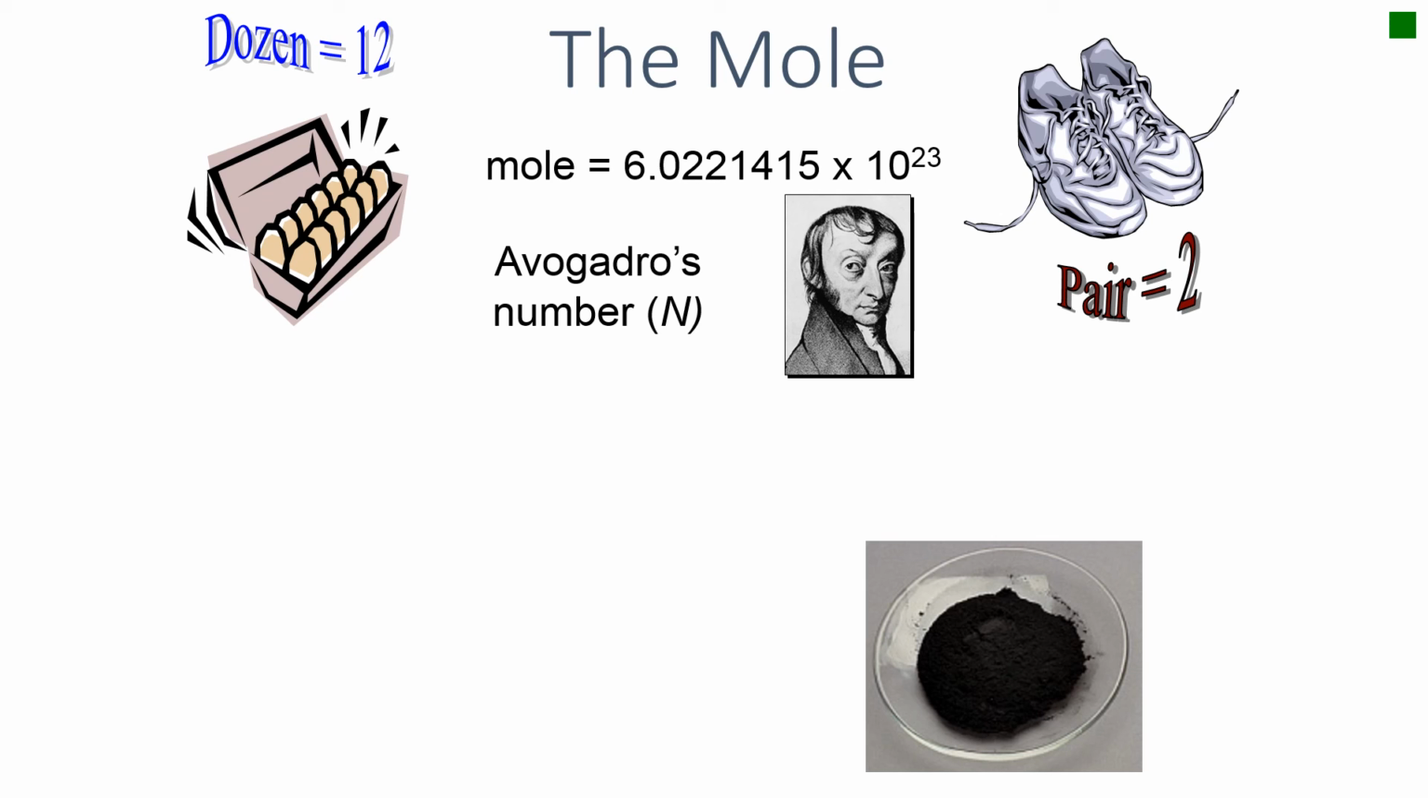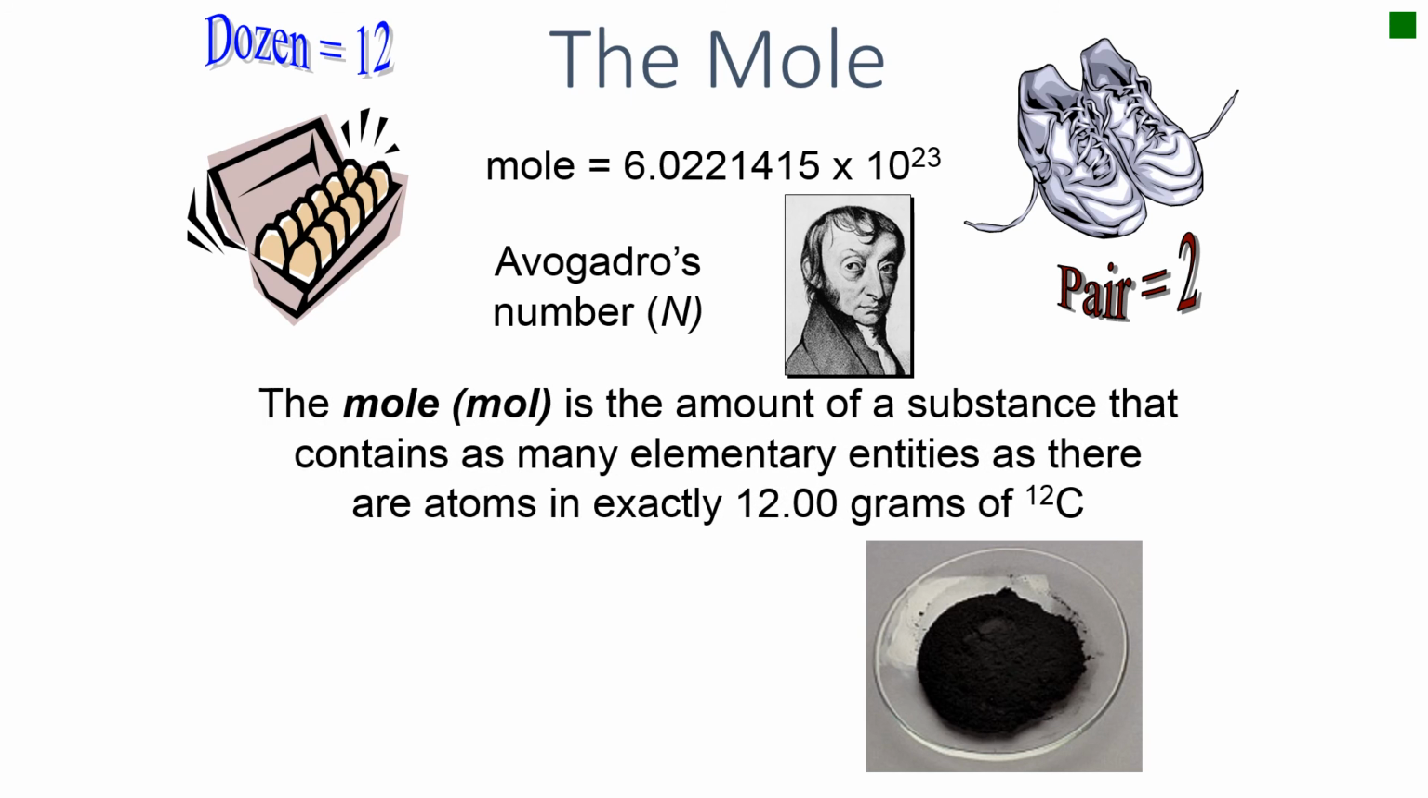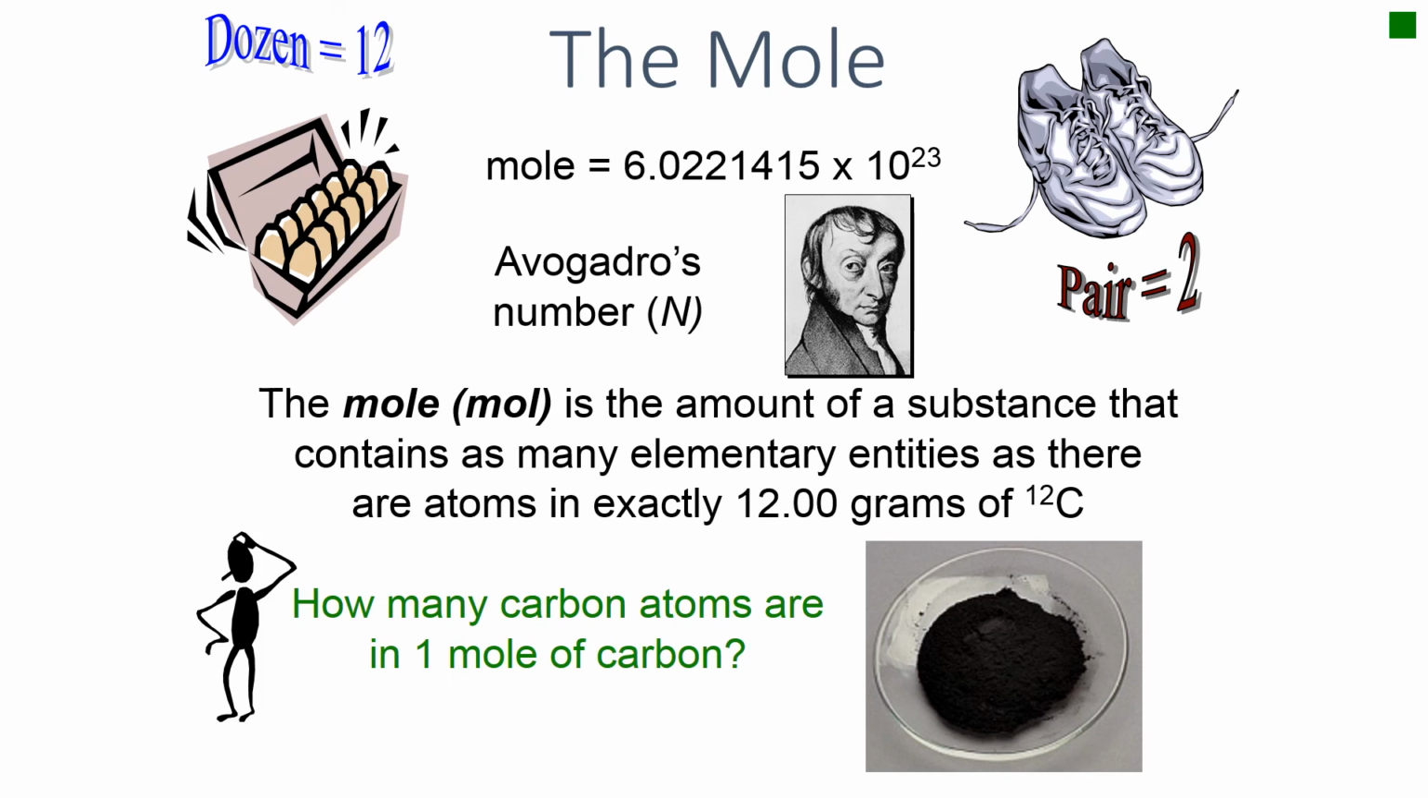So there he is again, that cute guy, Amadeus. And the definition of the mole is this complicated sentence. But what we're going to do is just use that mole and count, kind of in our heads, how many atoms are there. So how many carbon atoms would be in exactly 1 mole of carbon? Well, we know 1 mole has 6.02 times 10 to the 23rd carbon atoms.